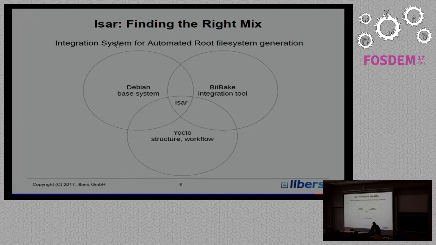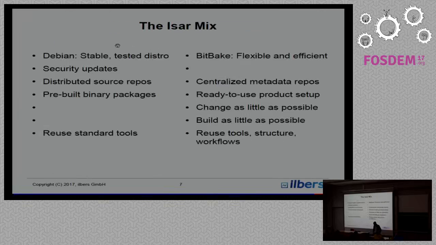So this is what we do and what we don't. Basically, we reuse binary packages from Debian because they are tested, because they have security updates, and because we don't want to rebuild them every time. And we use BitBake, the tool behind Yocto, to bring the whole thing together. And we have, like in Debian, distributed source repositories, and like in Yocto, we have centralized metadata repositories.